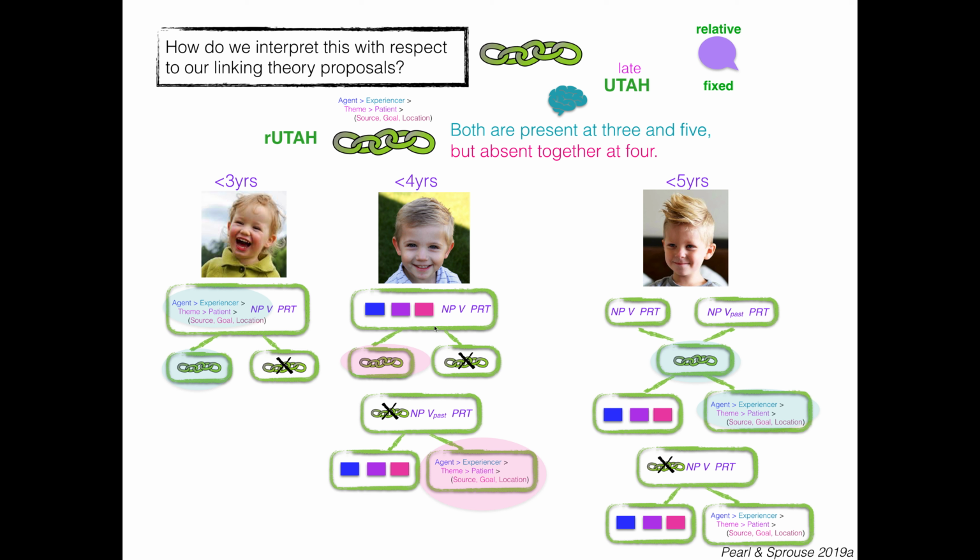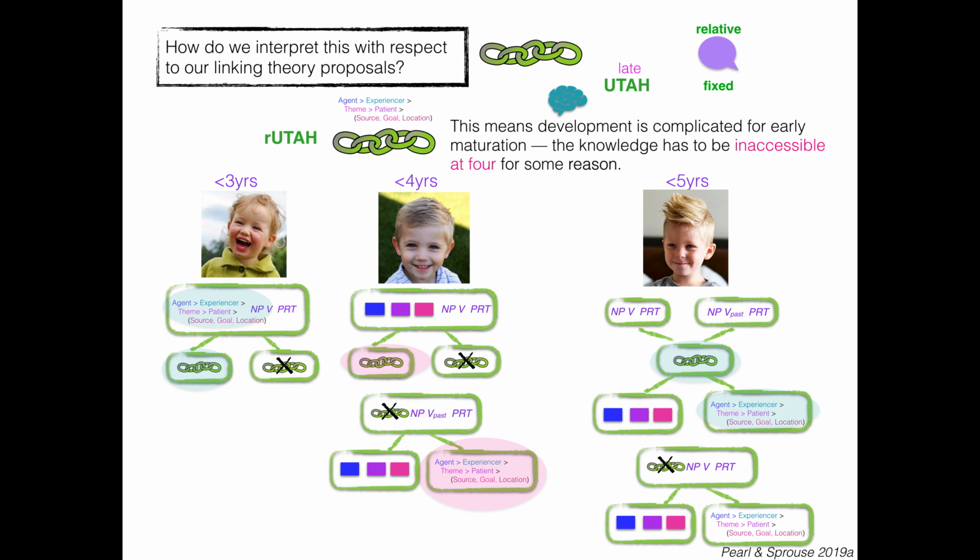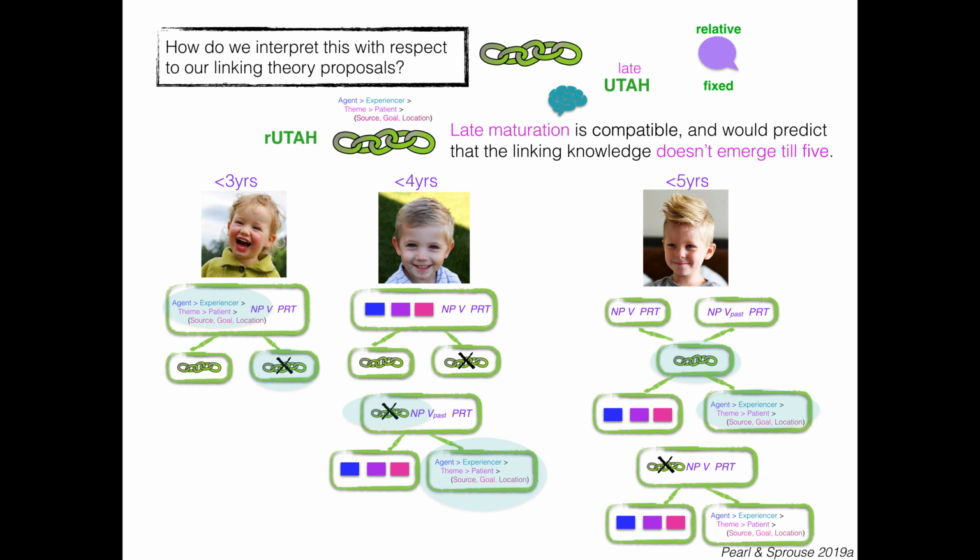They seem to suddenly go missing together at 4, right? So this means development's complicated. The knowledge has to be inaccessible at 4 for some reason under an early maturation story. However, a late maturation story might be compatible as well and would predict that the linking knowledge doesn't emerge till 5. So it's a relative representation with no link, a relative representation with no link, and look, there's a link in the relative representation. Great. So late maturation again for both Utah and Mutah now.